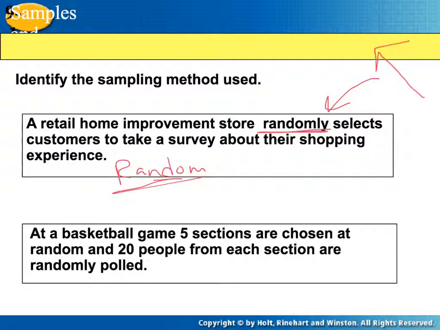All right, next it says at a basketball game, 5 sections are chosen at random. 20 people from each section are randomly pulled. Well, we are randomly choosing from random subgroups. Randomly choosing from a random subgroup, so this is stratified. Stratified. Awesome.